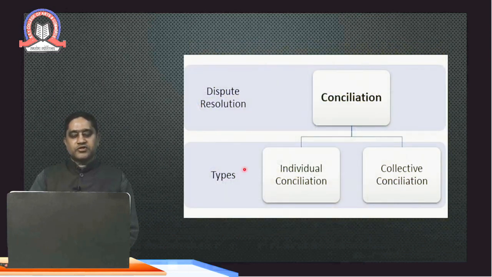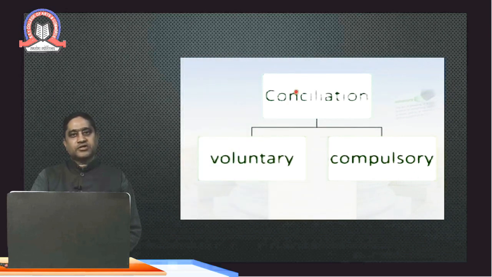Coming to dispute resolution under conciliation, if there is a dispute, there would be individual conciliation when there is a single worker and the employer, and collective conciliation, which is required when a large number of workers are going against the management and conciliation is necessary. So conciliation can be individual or collective. Coming to the conciliation process, it may be voluntary if there is an agreement between the employer and employee, or it may be compulsory as per the decision of the labor code.